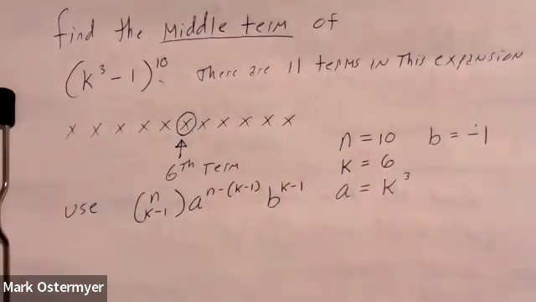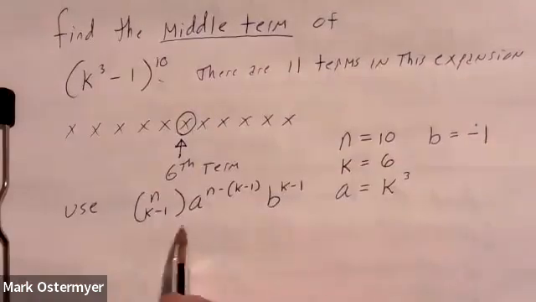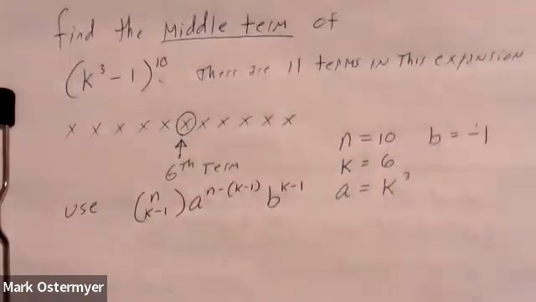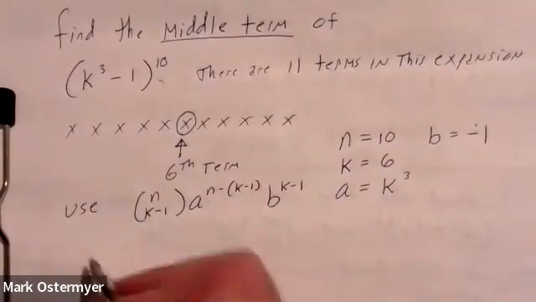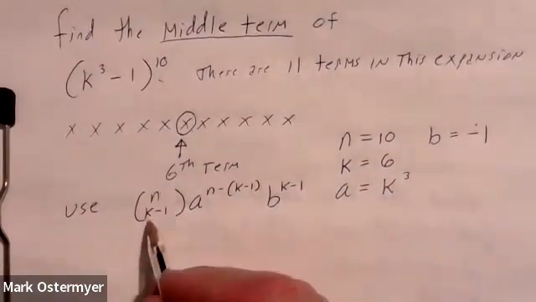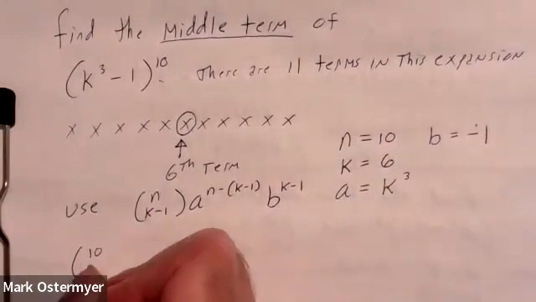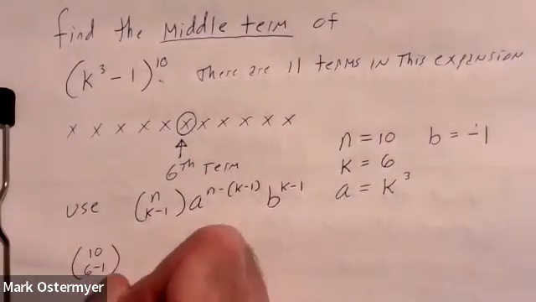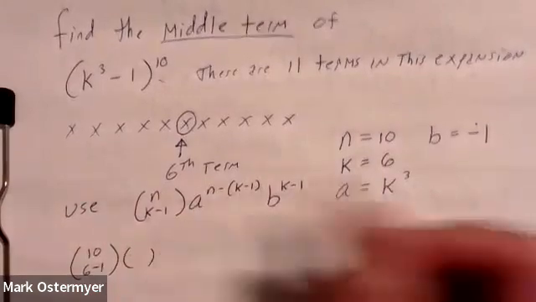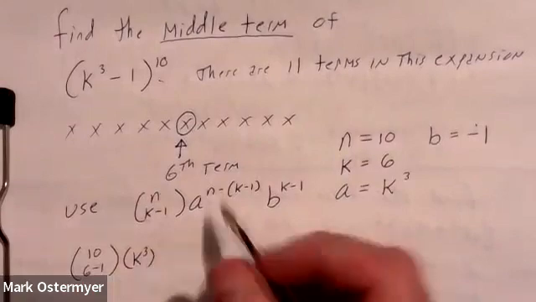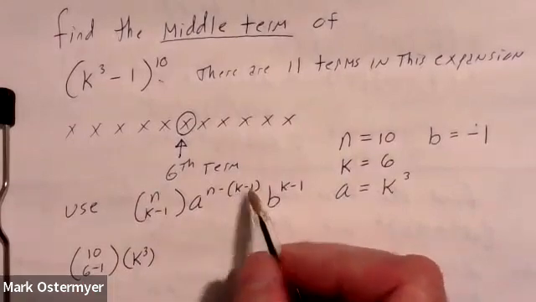All right. I think we're ready to put things into the formula and crank out the sixth term, or the middle term, of this 11-term binomial expansion. So here we go. We got n in combination with k minus 1. So we got 10 in combination with 6 minus 1 times my first term, a. But a is what? k cubed. So k cubed raised to the n minus k minus 1 power.